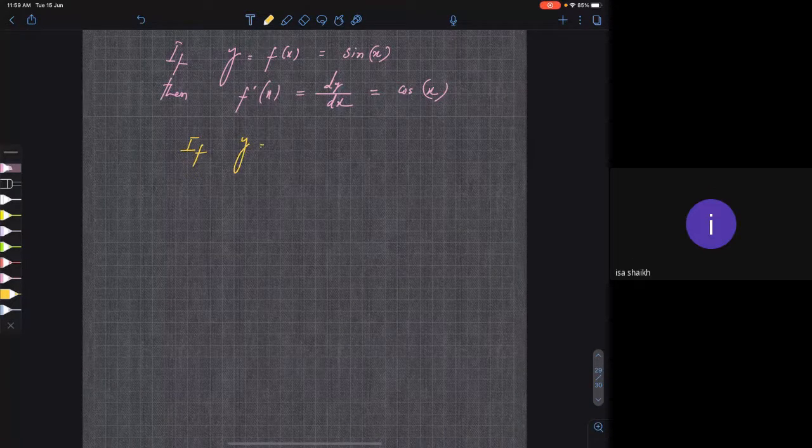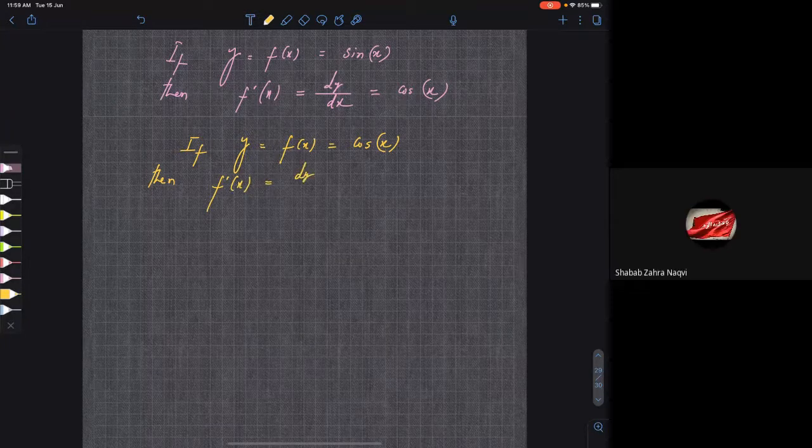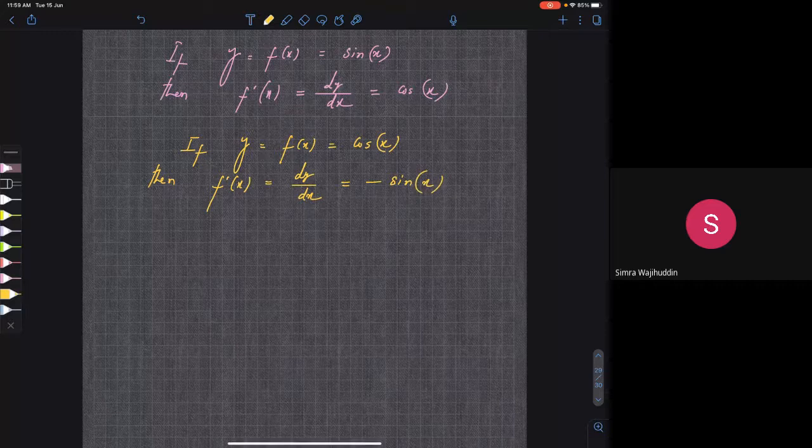If y is equal to cos x, we derived all this in the last class, then what is f dash of x equal to? Minus sin x. We derived all this in the last class. Remember? Now there are some formulas that I didn't derive, but I told you to remember. I'll derive them someday, not now.